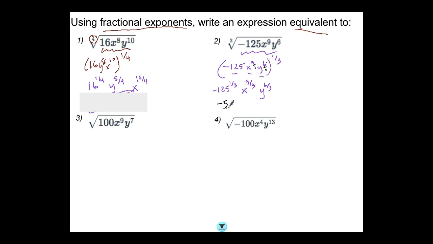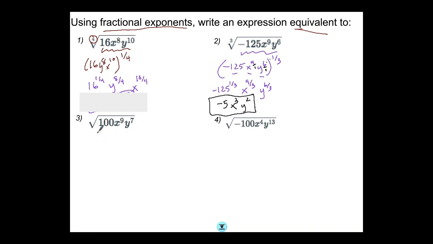What times what times what? This is a perfect cube. It's -5. X is going to be x to the 9th to the 3rd root is a perfect cube, x to the 3rd, and this is going to be y squared. So our fraction rules for simplifying apply here. If we can simplify, we will, otherwise we'll leave them as a fractional exponent. So more practice, speed up if you need to. If you're good to go, you can just keep going.